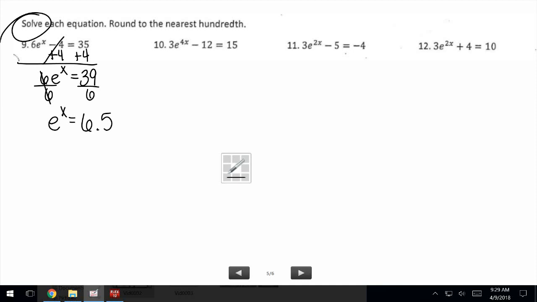All right, how do you get rid of the e? What's the opposite? ln, natural log. There you go. And if you do it to one side, you got to do it to the other. All right, these two guys cancel. So you got x equals natural log of 6.5. Is x by itself? Yes. Grab your calculator. I got one more step. Start plugging in.